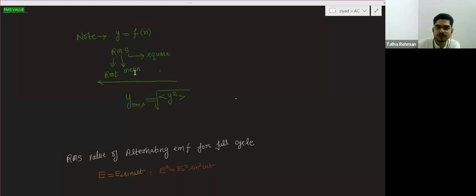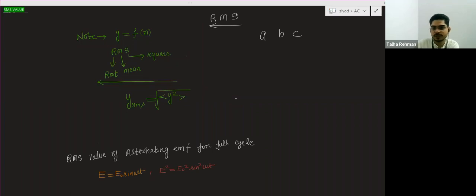So for example, suppose you have three values a, b and c, and of these three values you want to calculate the root mean square, RMS. So you will go in this direction. So first you will do the square.